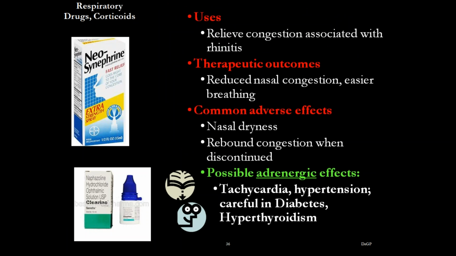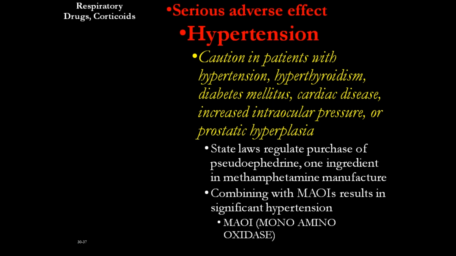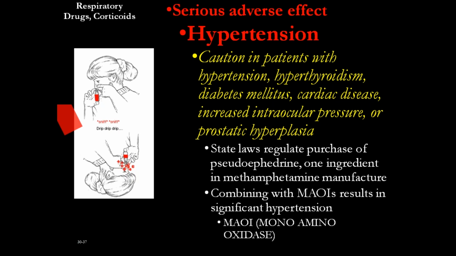Okay, so here we have the pseudoephedrine again, that can produce adrenergic effects. So alpha-1. Alpha-1 is adrenaline, right? So you can have, for example, tachycardia, your heart rate going up, and hypertension because the peripheral resistance increases. Be careful in diabetes and hyperthyroidism. Hypertension is the side effect of this. We already talked about that, it is the increase of the peripheral resistance.